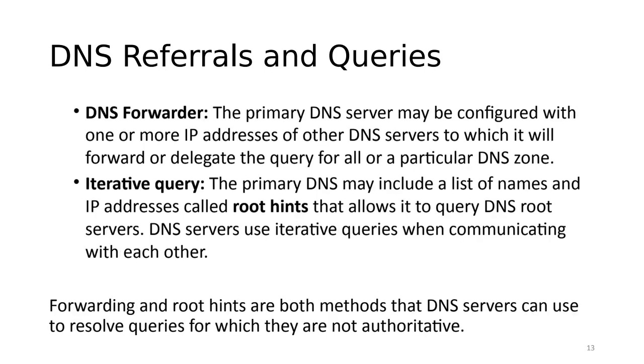DNS forwarders. The primary DNS server may be configured with one or more IP addresses of other DNS servers, to which it will forward or delegate the query for all or particular DNS zones, if it does not have the answer. Iterative query. The primary DNS may include a list of names and IP addresses called root hints that allows it to query DNS root servers. DNS servers use iterative queries when communicating with each other. Okay?